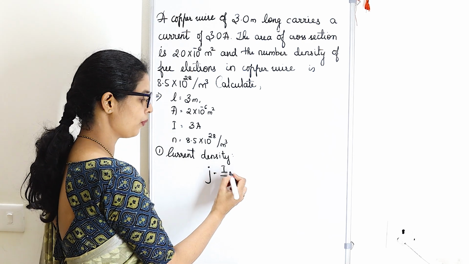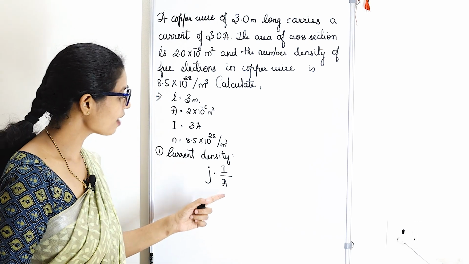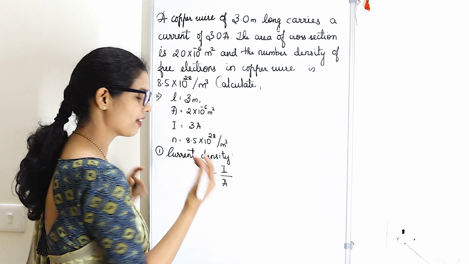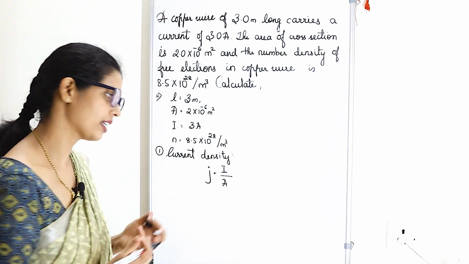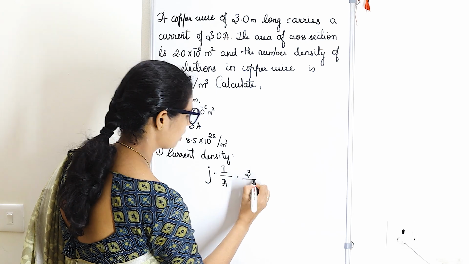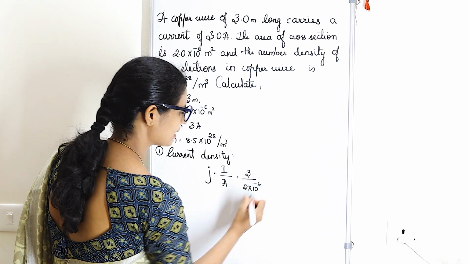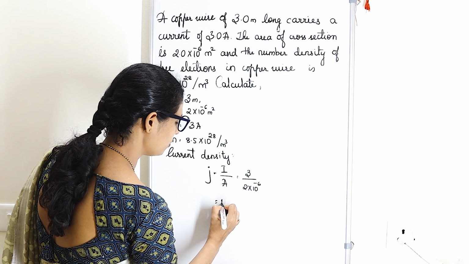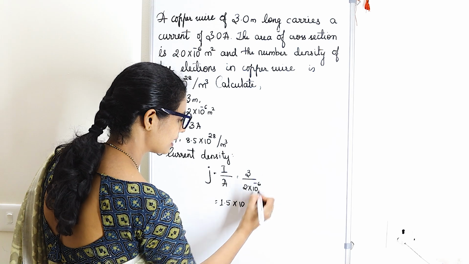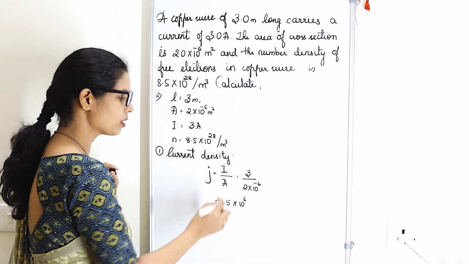So do we have the value for current here? Yes, they have given the value for current. Do we have the value for area? Yes, they have given the value for area as well. So can we directly find out the value for current density here? Yes. So that is, current is 3 ampere and area is 2 into 10 to the power of minus 6. So what is the value? Is 1.5 into 10 to the power of 6. Why? This exponential term, it goes to the numerator and it becomes plus 6.